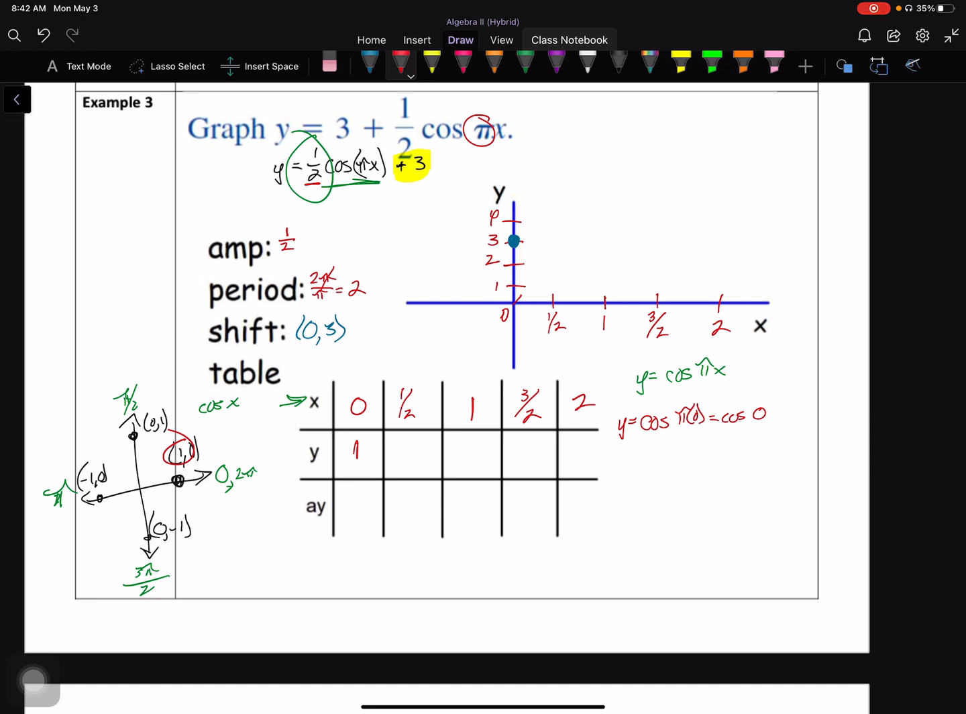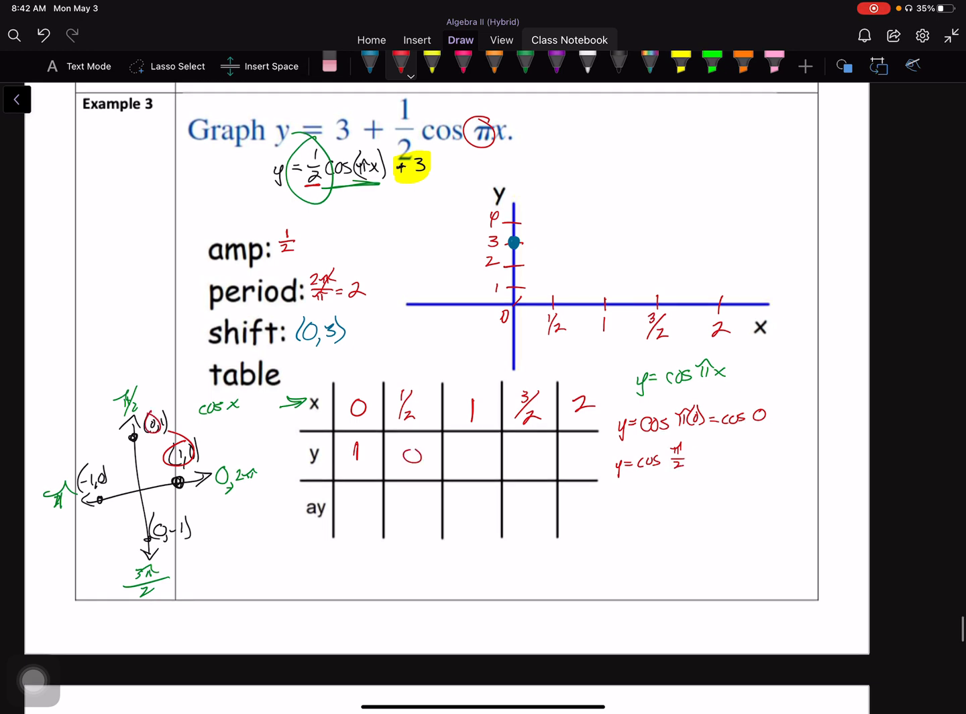You plug 1/2 in, it does the same thing. So cosine of pi times 1/2 is just pi over 2. So cosine of pi over 2, the x value is 0. You plug 1 in there. 1 times pi is just pi, so cosine of pi is -1. Then you do the same thing with 3 pi over 2, or 3 over 2. 3 over 2 times pi is just 3 pi over 2. So that would be the x value here, or 0. And then the last one would be 2, so cosine of 2 times pi is just 2 pi. Again, the x value, we're back to 1.